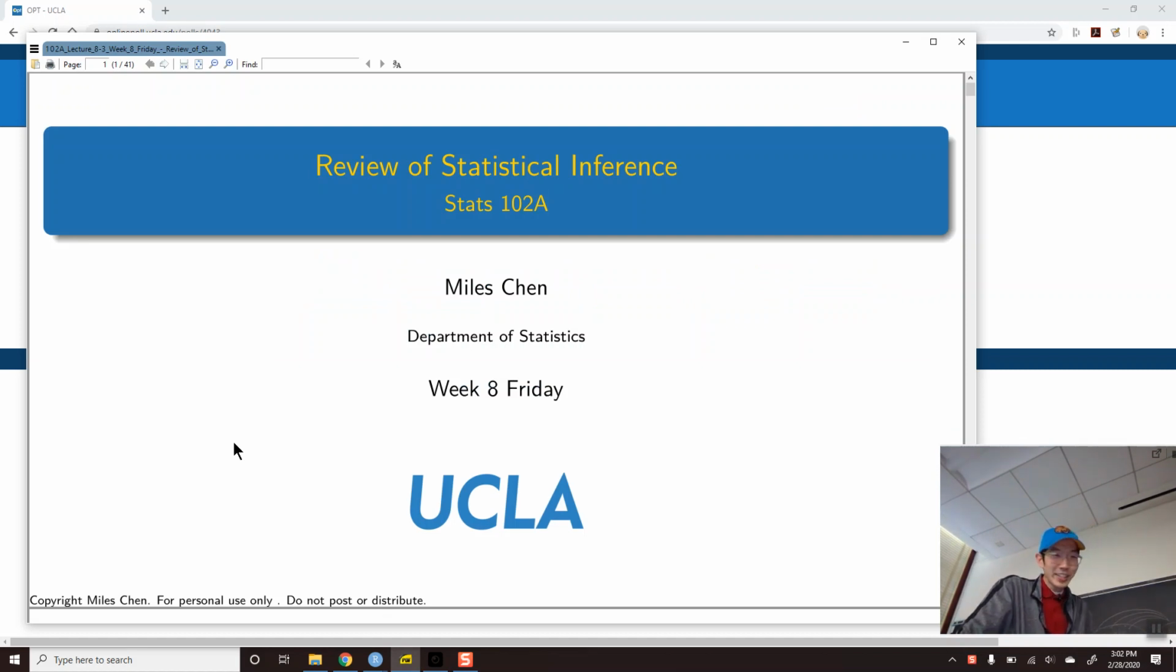Today I have this titled "Review of Statistical Inference." I'm assuming you're all stats majors, or maybe at least interested in stats minors or something. But not everyone took Stats 10 here at UCLA. Some of you took AP Stats in high school. Some of you went to a community college and took a stats class there. So I don't know your stats background.